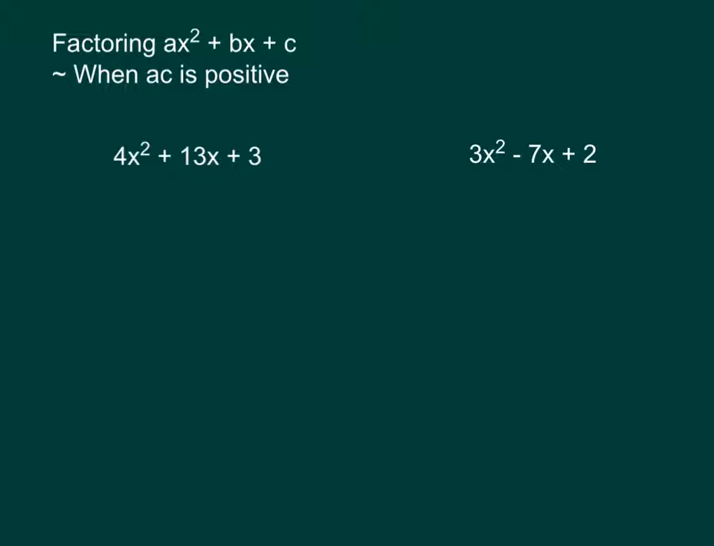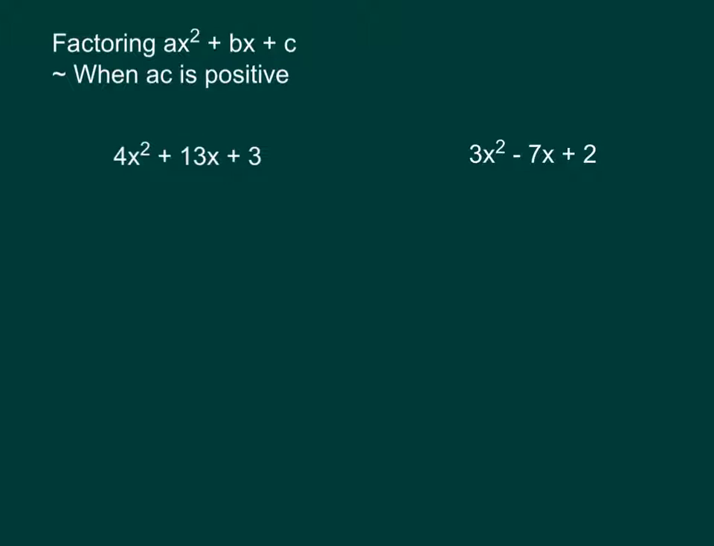All right, let's take a look at two examples right here where we can't take out a GCF. We have 4x squared plus 13x plus 3 and 3x squared minus 7x plus 2. What we'd do is look for a GCF, but there's nothing that all three terms have in common in each of these problems. So the first thing we'll consider is whether the product of the lead coefficient and the constant term is positive or negative. And in this case, it's positive. Positive 4 times positive 3 is positive 12. Positive 3 times positive 2 is positive 6.